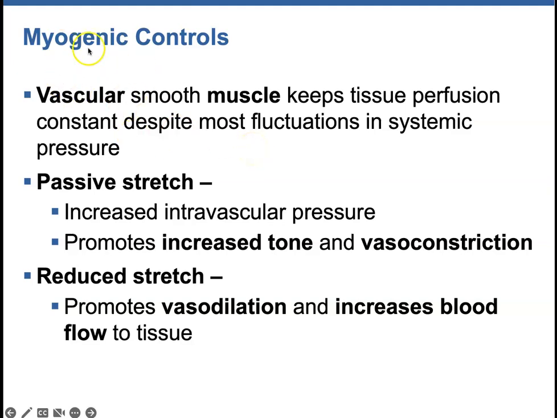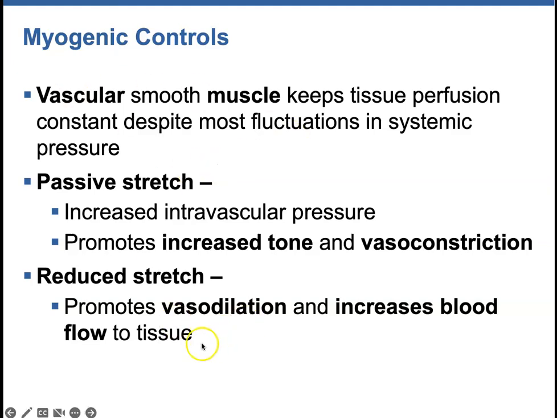Now we have a myogenic control. What this means is that when blood enters a vessel and causes pressure and dilates it, so it pushes against the walls, you get something called passive stretch. Now you have increased intravascular pressure because of the volume, and the muscle itself will actually want to return to its original length. So it's like you stretched it a little bit, and then it constricts a little bit. What that does is it adds to the pressure gradient.